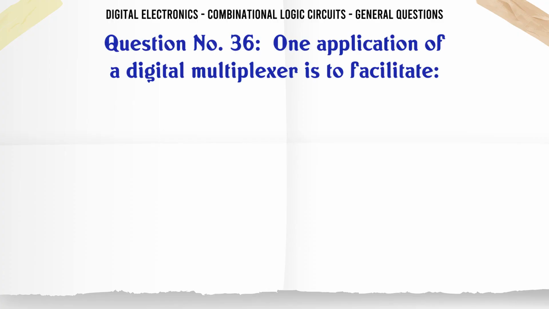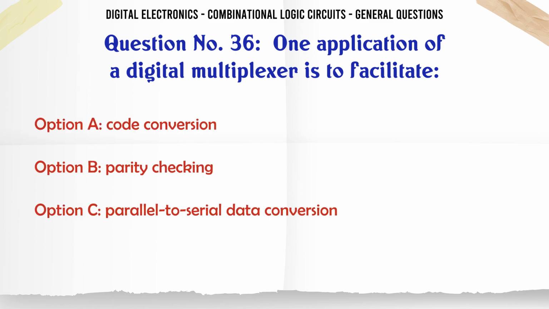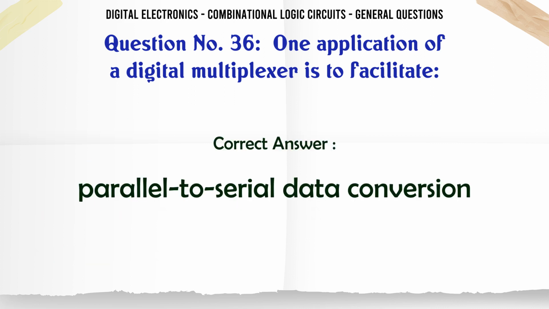One application of a digital multiplexer is to facilitate: A. Code conversion, B. Parity checking, C. Parallel to serial data conversion, D. Data generation. The correct answer is parallel to serial data conversion.